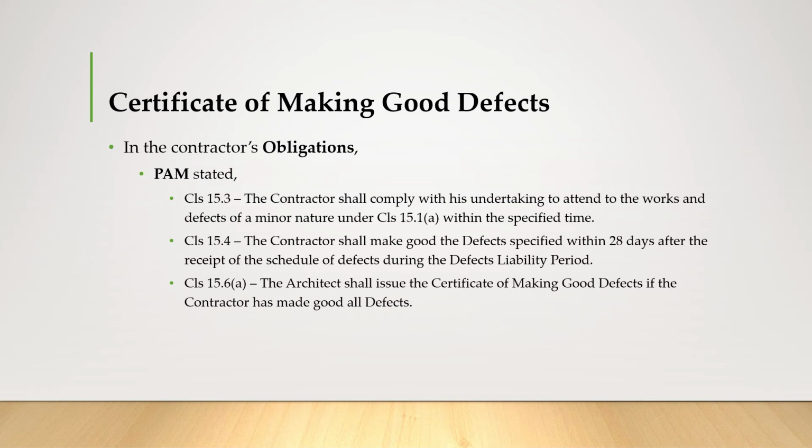For the certificate of making good defects, the contractor's obligation in PAM is stated in clause 15.3: the contractor shall comply with his undertaking to attend to the works and defects of a minor nature under clause 15.1 within the specific time. Clause 15.4, the contractor shall make good the defects specified within 28 days after the receipt of the schedule of defects during the defects liability period, the DLP. Clause 15.6a, the architect shall issue the certificate of making good defects if the contractor has made good all defects.